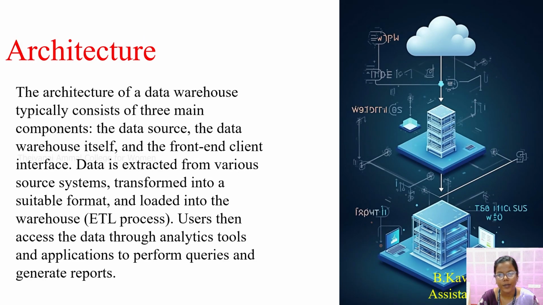Architecture. The architecture of the data warehouse typically consists of three main components: the data source, the data warehouse itself, and the front-end client interface. Data is extracted from various source systems, transformed into a suitable format, and loaded into the warehouse. This is the ETL process. Users access the data through analytical tools and applications to perform queries and generate reports.